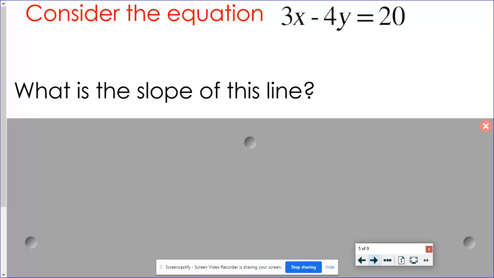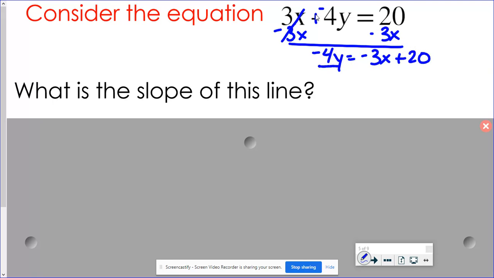This is the same kind of question, but it's not in slope-intercept form. So we need to first get this into slope-intercept form. I would start by getting rid of my 3x. And then I would divide everything by negative 4. Divide, divide, divide. That gives me that y equals negative 3 over negative 4 is going to be positive 3/4 x, and 20 divided by negative 4 is going to be a negative 5.